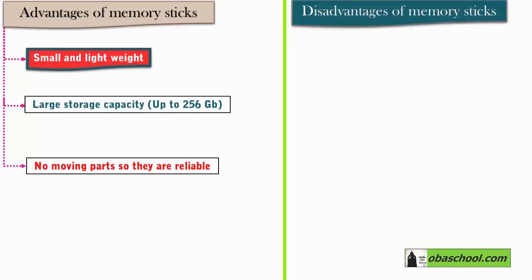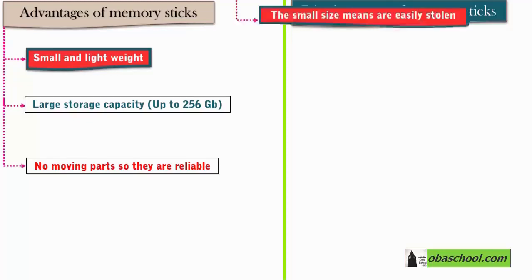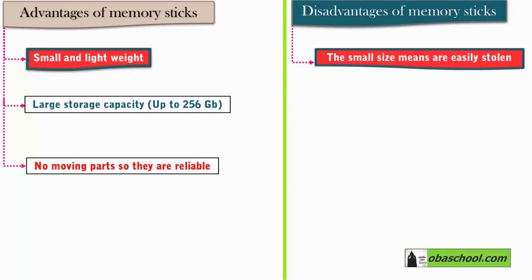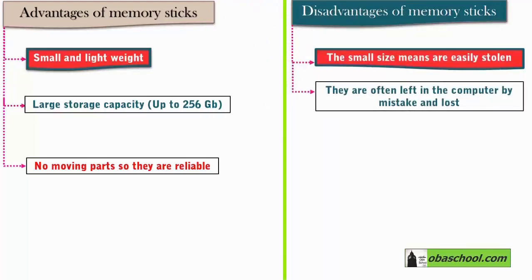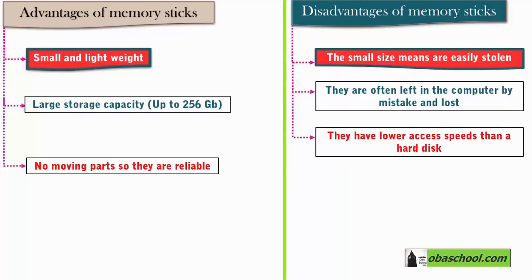Now let's move to the disadvantages of memory sticks. Number 1, the small size means they are easily stolen. So because they are light and small in size, anybody can steal them. Number 2, they are often left in the computer by mistake and lost. So because they are small, people tend to forget them in the computers and they lose them. Number 3, they have lower access speeds than a hard disk.